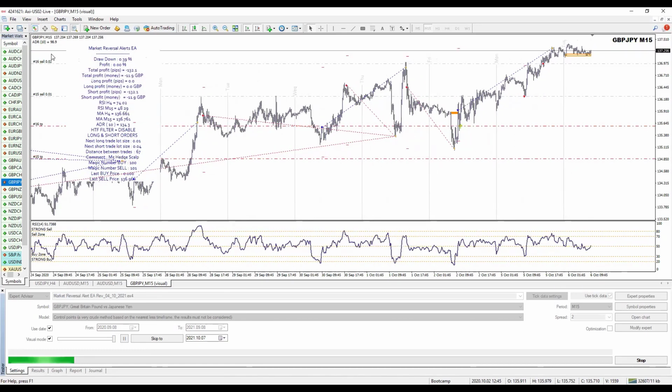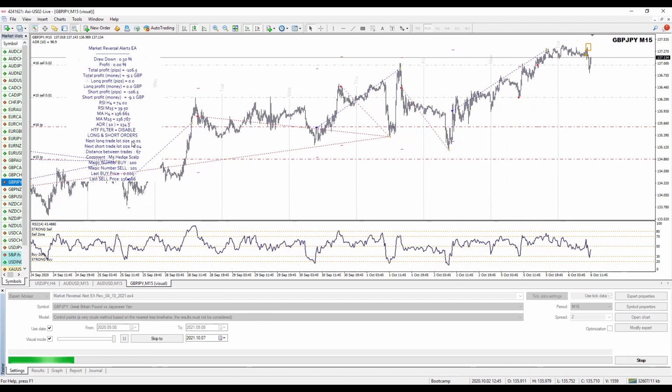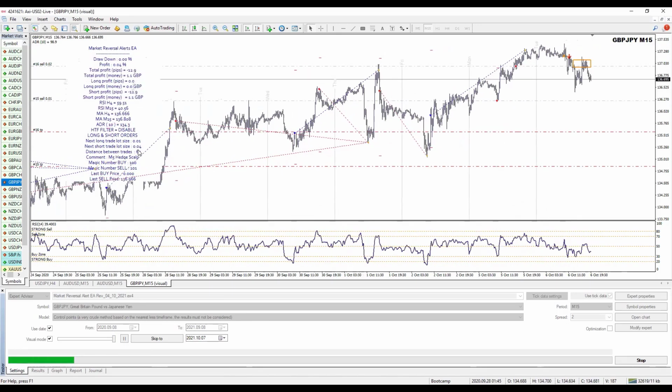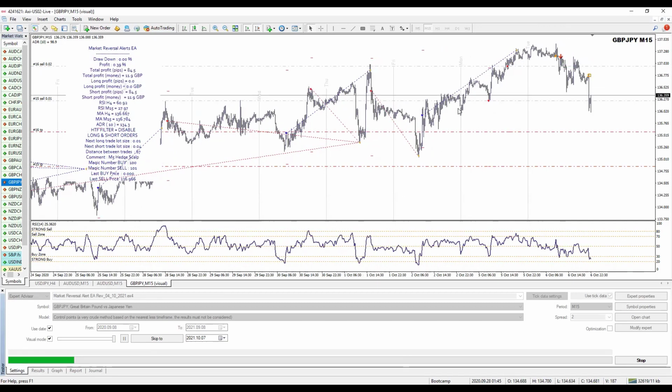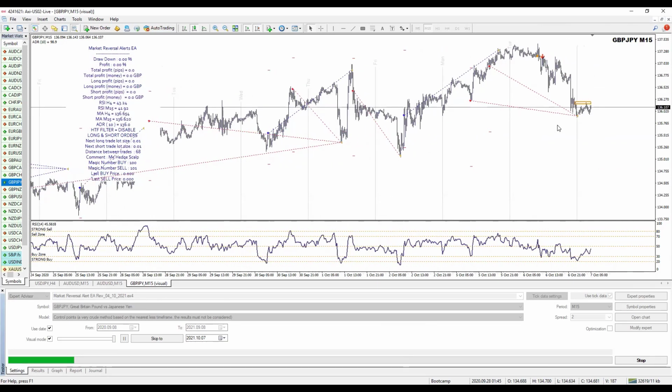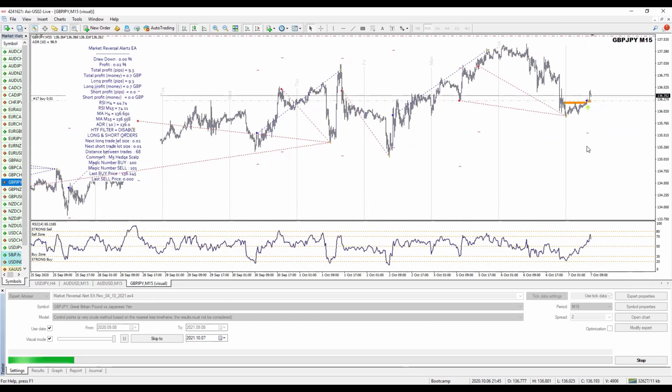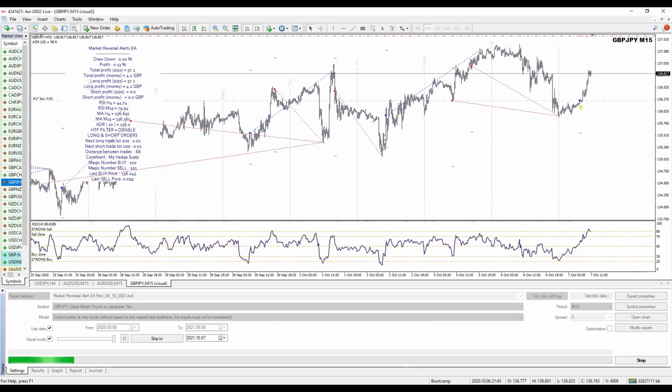So we're on our second short here. So the next lot size we're going to enter is going to be a 0.04, if it pushes further against us, which it didn't need to. So just got out of that one, both of those in profit. And along. Okay, so that kind of demonstrates Martingale.